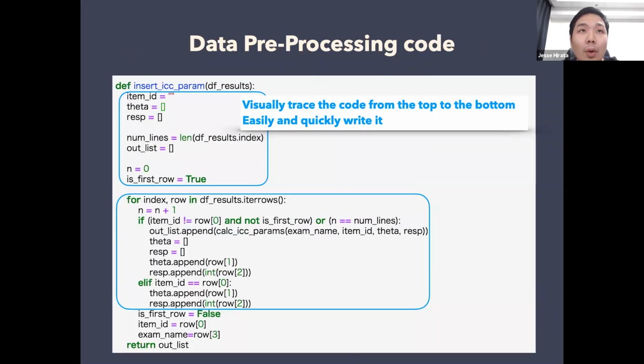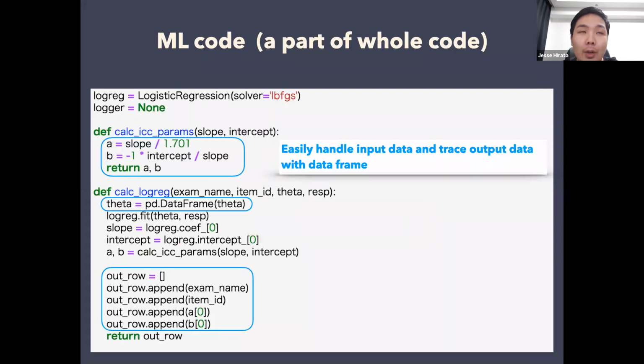This is an example of pre-processing code written by researchers. This code seems to be a long function and uses a for loop. This code allows researchers to visually trace the code from top to bottom and to write it easily and quickly. This is a sample ML code with logistic regression. This code uses a DataFrame, which makes it easy for researchers to handle input data and trace output data.